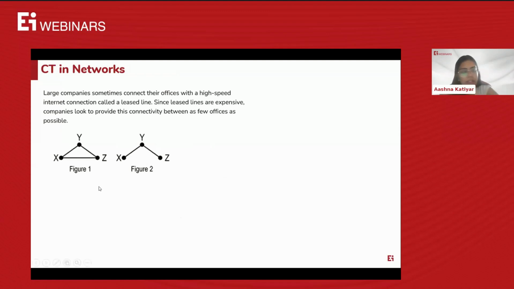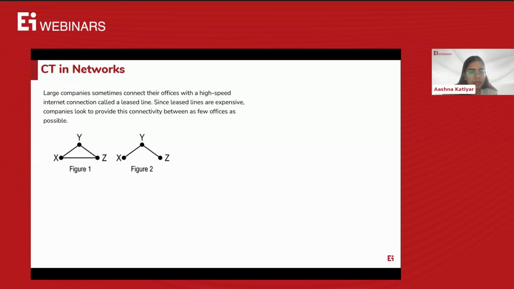So let's look at another question, that is CT in networks. The question is, large companies sometimes connect their offices with a high-speed internet connection called a leased line. Since leased lines are expensive, companies look to provide this connectivity between as few offices as possible. So in figure 1, we have this connection that is connecting 3 offices, X, Y, Z, in this form. But we want to connect these offices using the least number of connections.